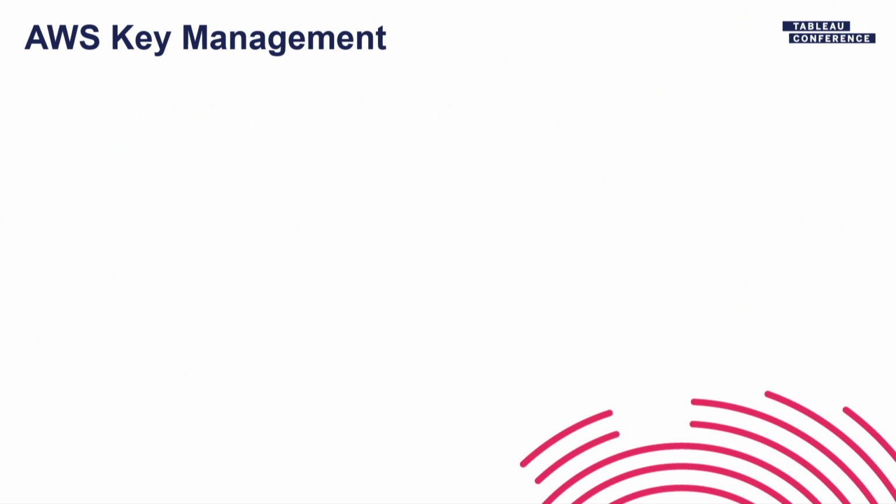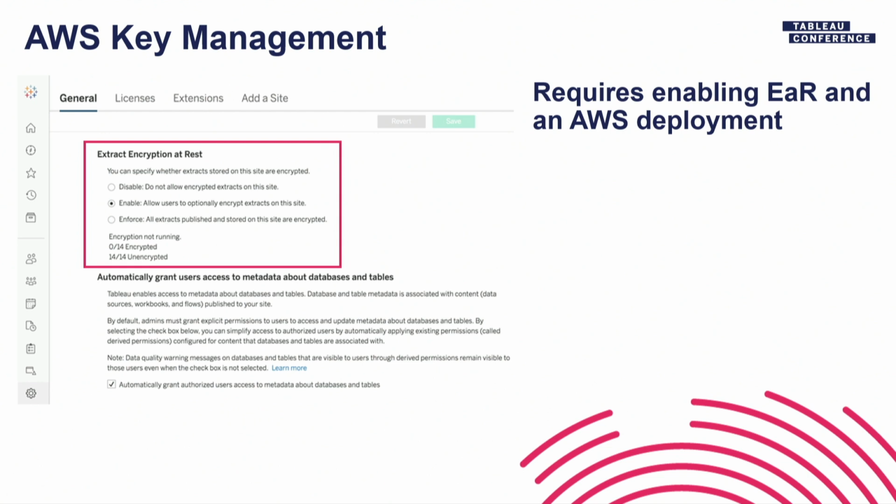The first is what we call AWS Key Management. And there are a couple prerequisites to this. In 2019.3, we actually released another feature called encryption at rest, which was a widely requested feature from a variety of customers to help encrypt the extracts that are on the local disk and provide enhanced security. So if you enable or enforce encryption at rest on your server, and your server is deployed in AWS, we now offer you the option to integrate with AWS's Key Management service.